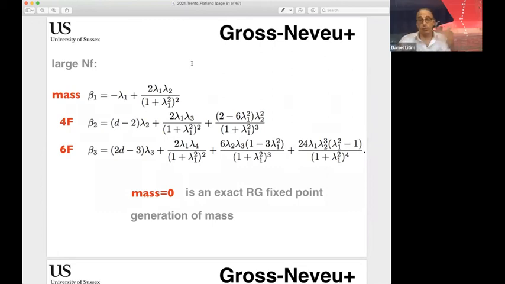But then, of course, you can object that we need to take more operators, higher derivative operators, into account. But that study we haven't yet done.